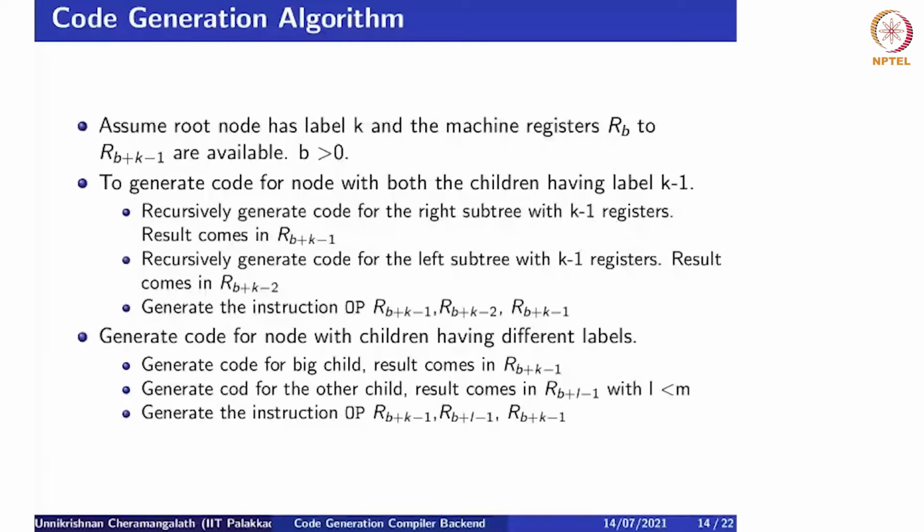Any doubt on this? What is M? Where is M coming from? In the second last line, you said that we generate code for the other child, and the result comes in R(B plus L minus 1) with L less than M, but I didn't see M before. That's L less than K. Sorry, that's a typo, L less than K.